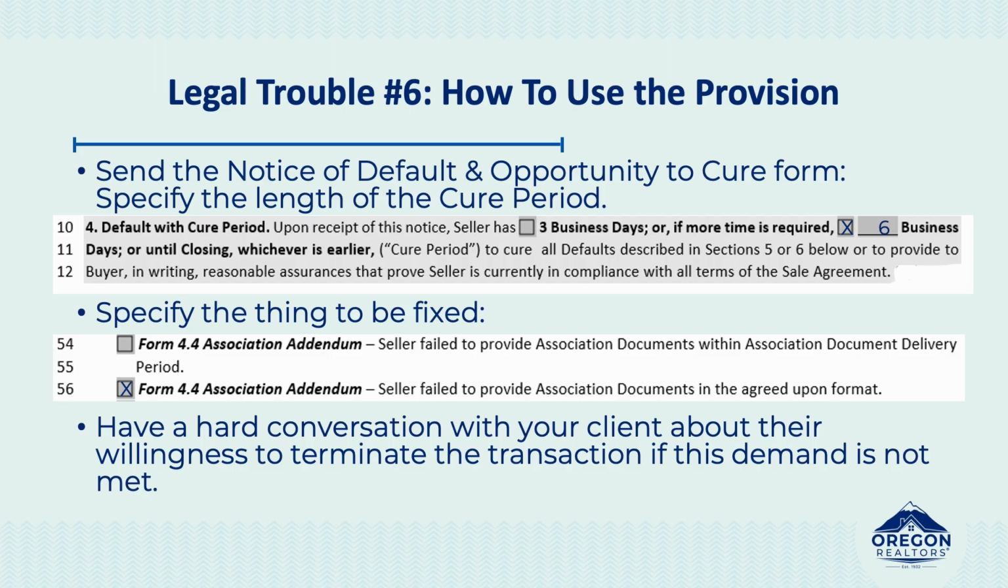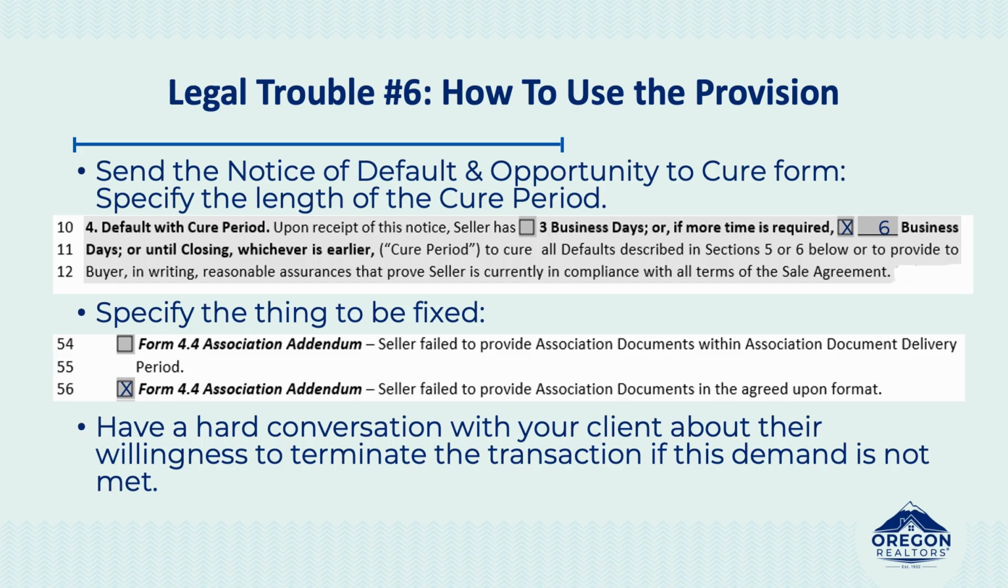Hey, seller, you did not provide the association documents like you were supposed to. I was asking for the association documents in physical print format because I don't have a computer that can run PDFs. I just don't have one. So I need you to send me physical documents. You sent me a USB drive. I can't access it, so I need those documents. I'm sending a notice of default. Please do exactly what you agreed to originally and send physical documents.